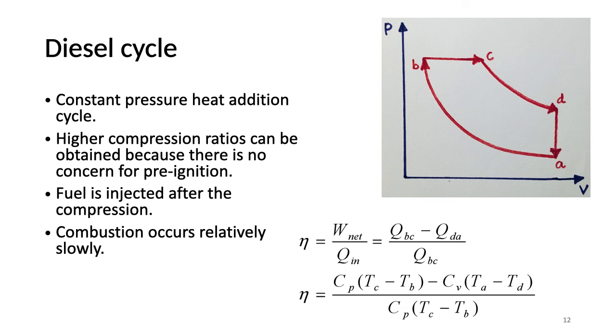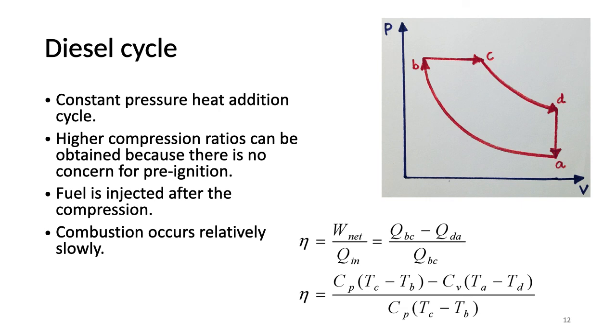From state B to C, isobaric heat addition. From C to D, isentropic expansion. From D to A, isochoric heat rejection. And from A to B, isentropic compression.